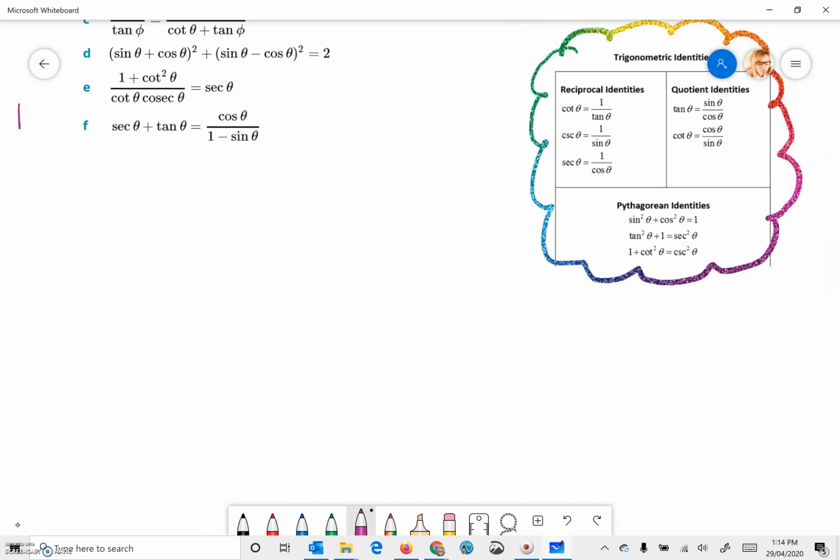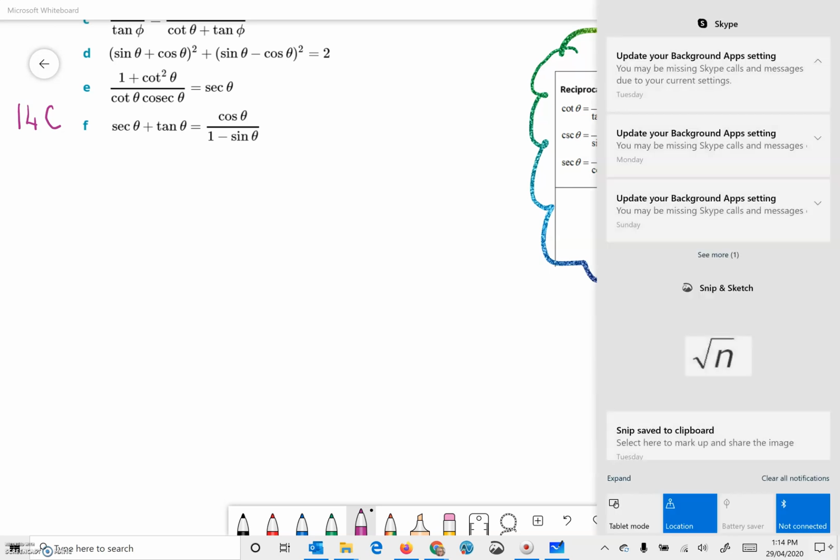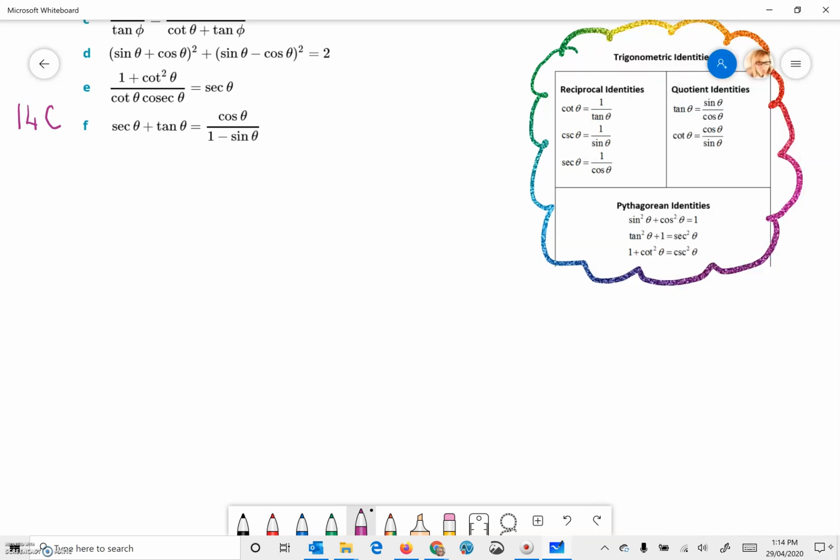So the last of my 14C videos, we'll have a look at question F. Now, being the last one, it does have a couple little things in here. Now, we're looking at the left-hand side, sec theta plus tan theta. The right-hand side looks a little bit more complex, cos theta over 1 minus sine theta. So I think that might be the answer.